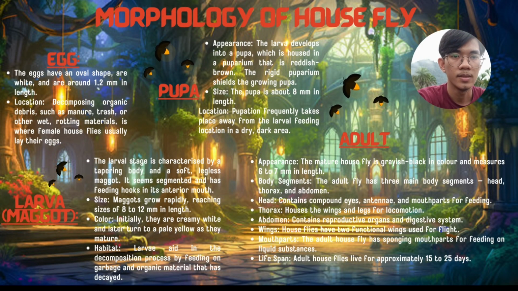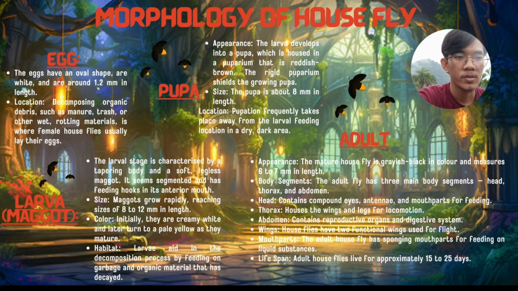Now we go to the morphology of the housefly. First, egg. The egg has an oval shape and is around 1.2 millimeters in length. For location, decomposing organic debris such as manure, trash, or other waste. Floating material is where the female housefly usually lays the eggs. And then we go to the larva.